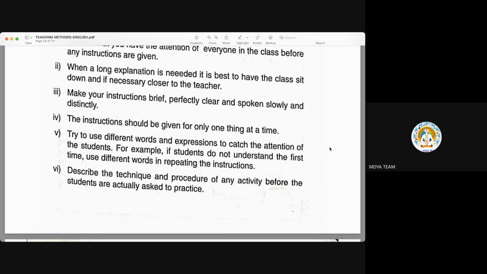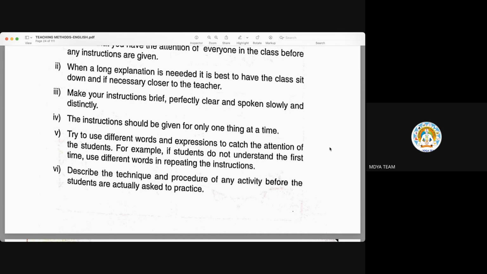So try to use different words and expressions to catch the attention of the students. For example, if students do not understand the first time, there may be some words, or the sentence making is such that they cannot get what you want to say. So use some different words, different meanings of some of the words. It's difficult for students to catch or to absorb. So this repeating of instructions will play a great role to make them understand.